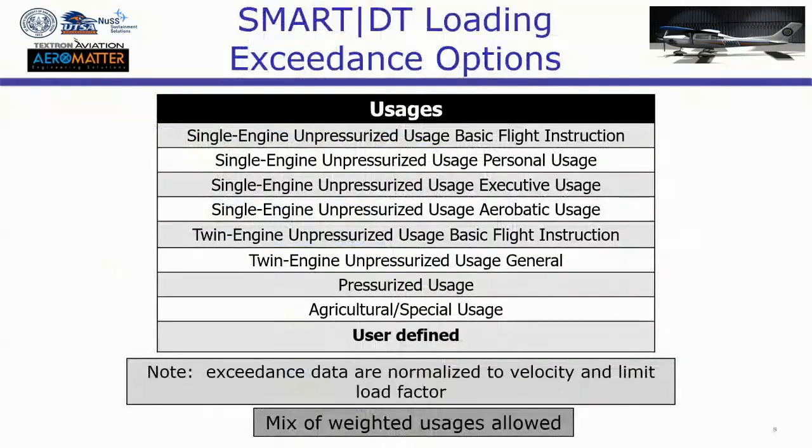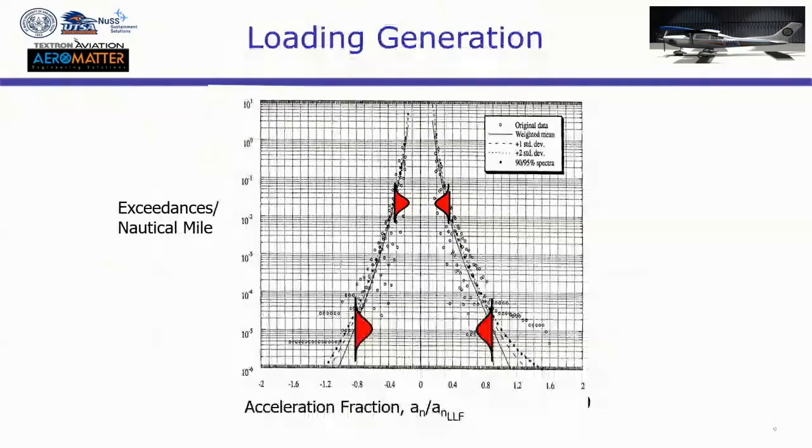So these are the different exceedance curves. This is for general aviation. But again, as I mentioned, we have a user-defined option. The file format is very simple, so you can build your own exceedance curve and bring it into the code. And what is so nice is we allow a mixed weighted usage. So you say, hey, I have an aircraft that I use 50% on training and 50% on fighting. You can bring those into the analysis, okay?